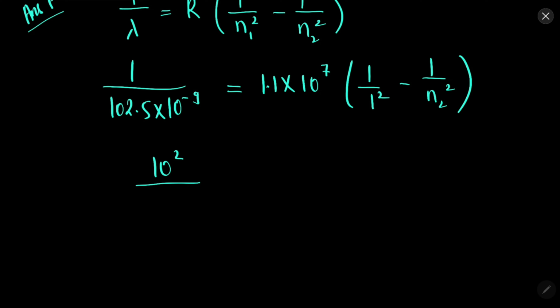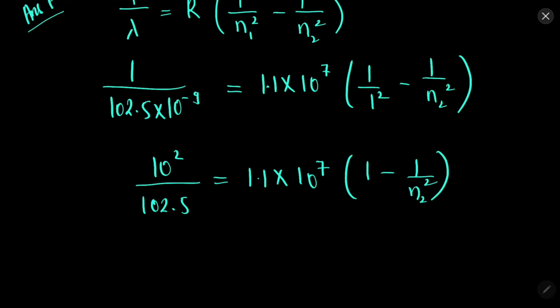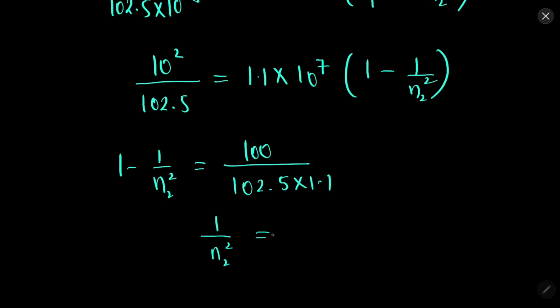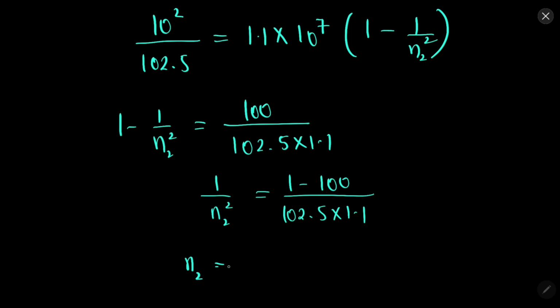So from here we will have 1 minus 1 over n2 square, which will be 100 over 102.5 into 1.1. So 1 over n2 square will be 1 minus 100 over 102.5 into 1.1. So n2 will be 2.97, or you can say 3.